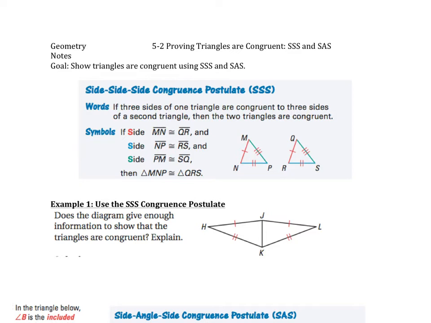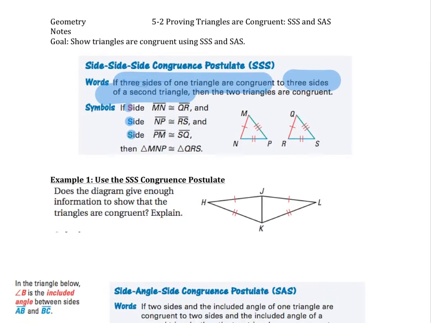The first of these is side, side, side. If we have 3 sides of one triangle congruent to 3 sides of a second triangle, the 2 triangles are congruent. And we can see that side, side, side.